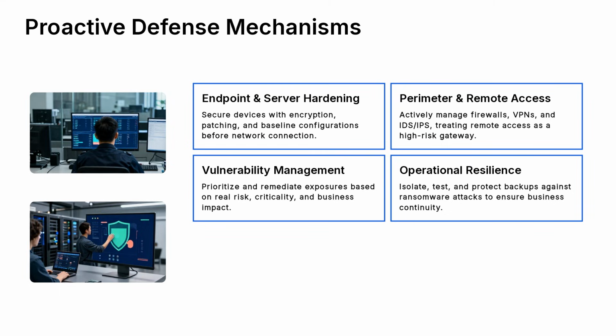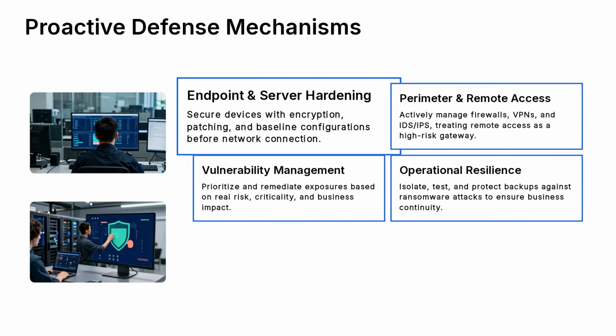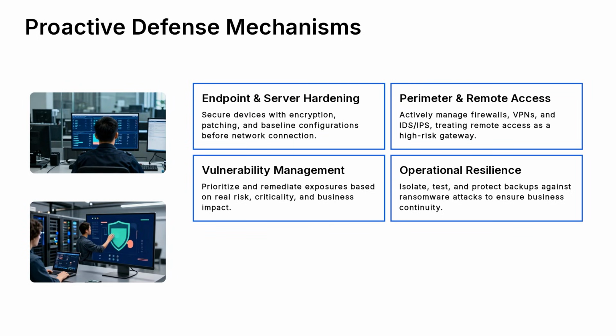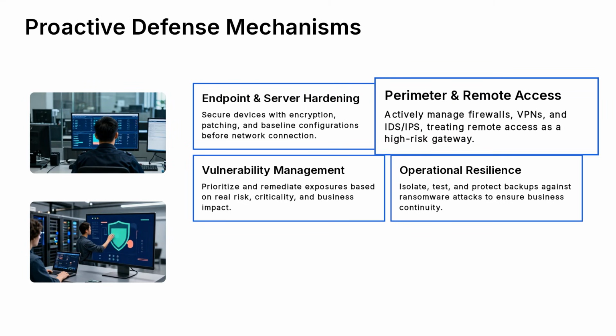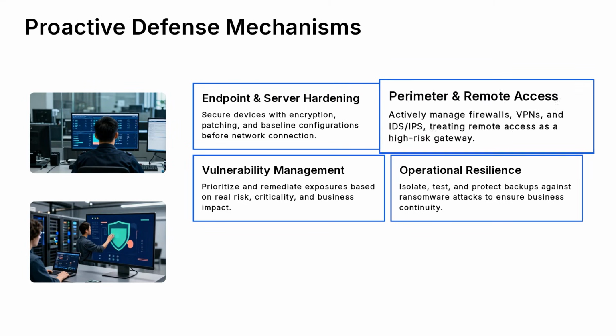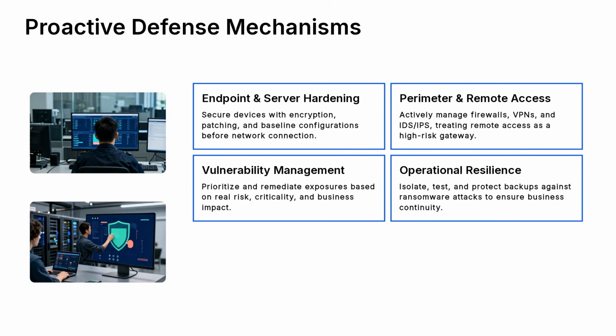This starts with endpoint and server hardening, ensuring we secure devices with encryption, consistent patching, and established baseline configurations before they ever connect to the network. We must also actively manage our perimeter and remote access points. This means diligently overseeing firewalls, VPNs, and IDS or IPS systems while treating all remote access as a high-risk gateway.